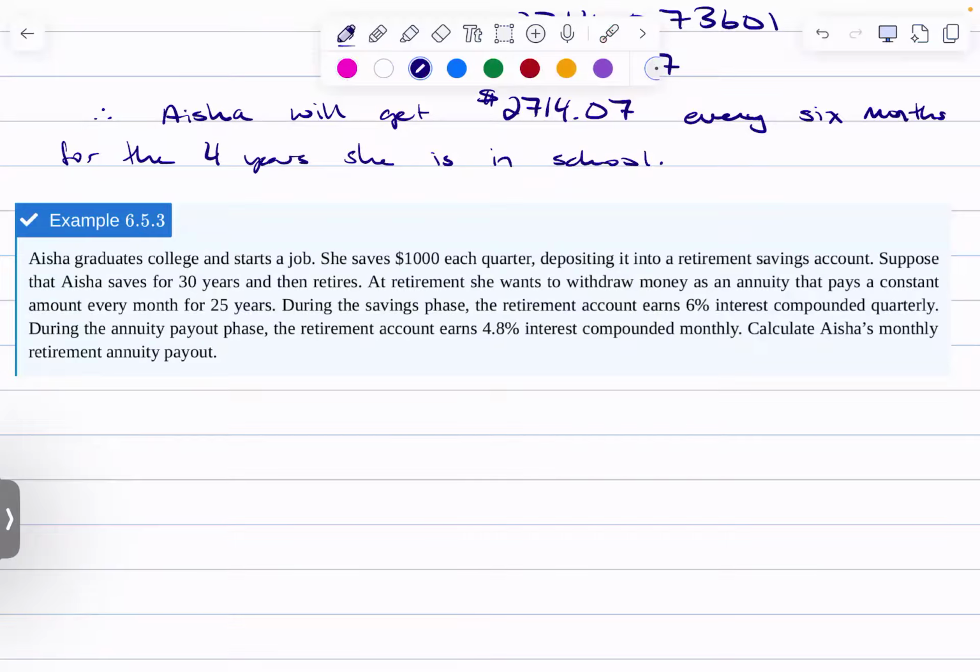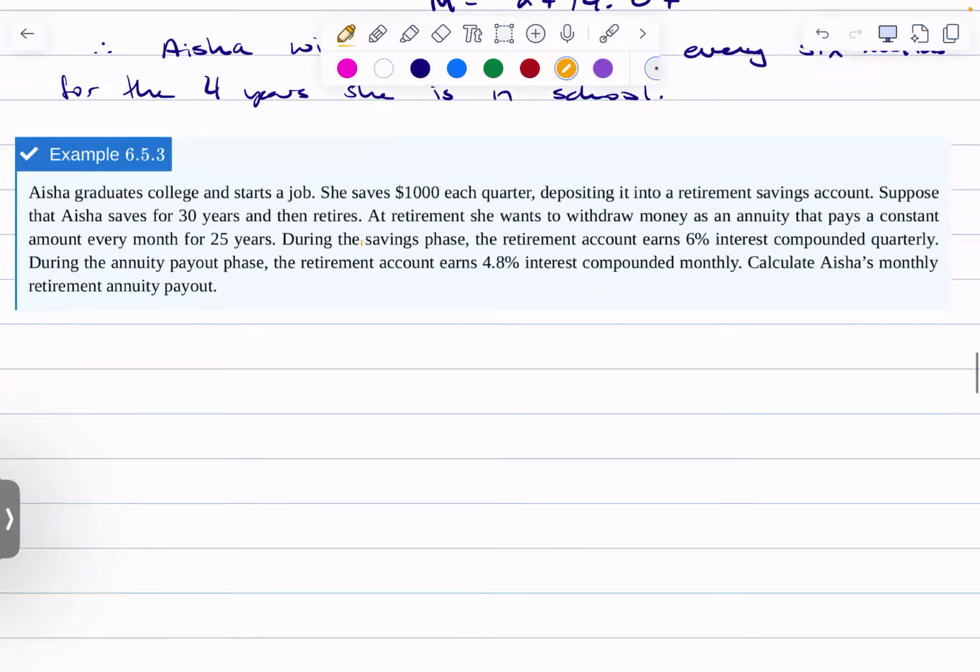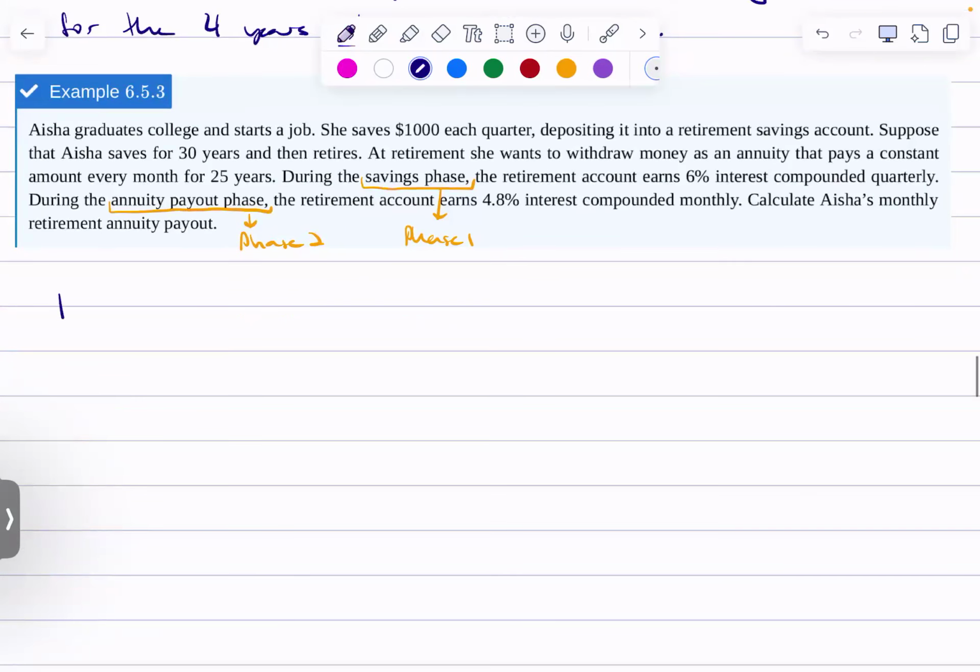And so I'm going to call the savings phase phase 1, and then the annuity payout phase, I'll call it phase 2. I just find it's helpful to think of them in terms of phase one, phase two. So now, even though they're not quite the same distance, what I'm going to do is just make a nice long timeline and split it in half, so that I can see what's going on here.